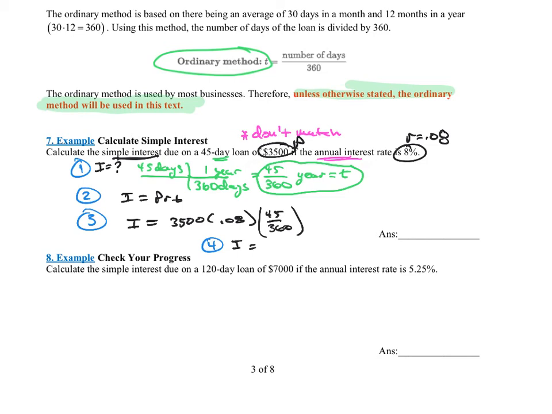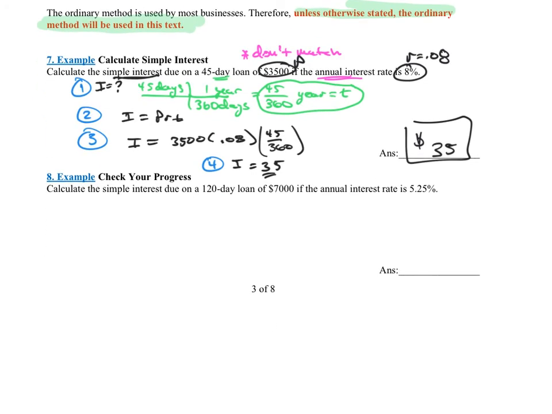I'm getting I equals an amount of 35. So that should be $35 in interest. $3,500 loan, $35 interest seems reasonable to me. Okay? Go ahead and try example 8 now. Example 8 says calculate the simple interest during a 120-day loan of $7,000 if the annual interest rate is 5.25. Again, going to emphasize that this is in terms of days, the time's in terms of days. The interest rate is annual, so they don't match.